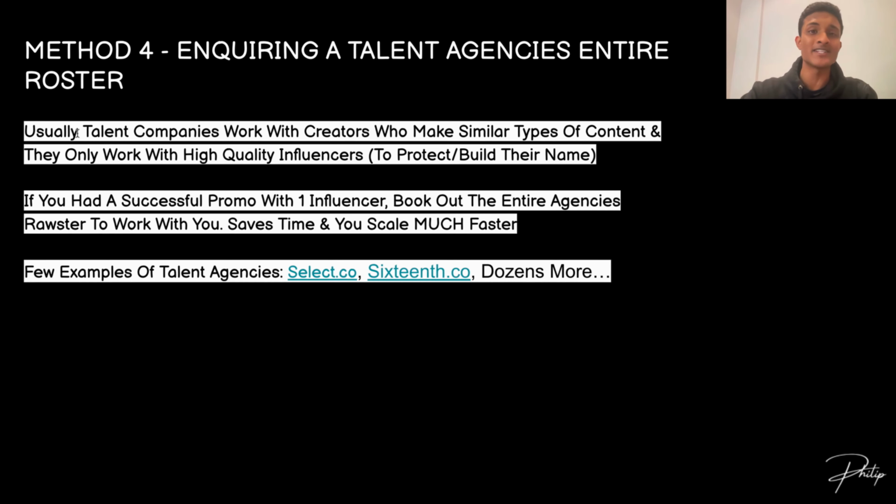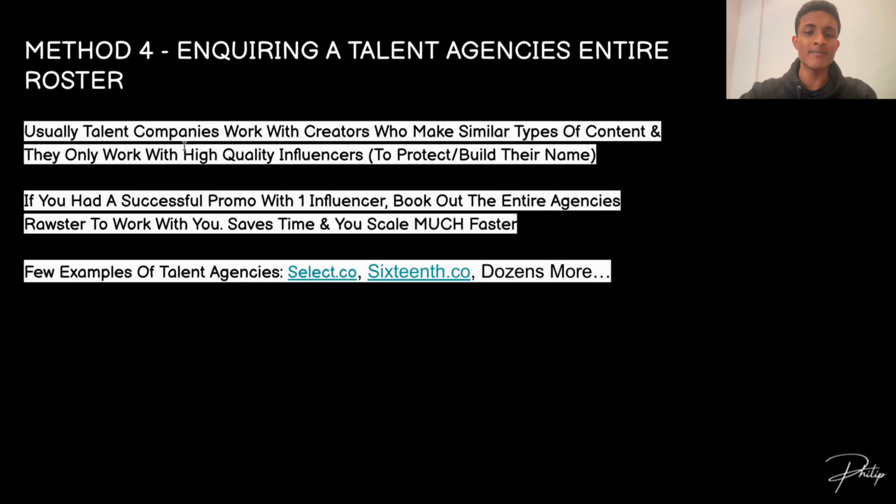You don't need to manage like 100 different email threads in order to set up 100 different deals. They might have a roster of 20 people under their agency, and you can just communicate back and forth with one person and work with all 20 people in the agency. Because these agencies only work with high quality influencers. They won't work with low quality people because that might just damage their name and people won't want to work with them again.